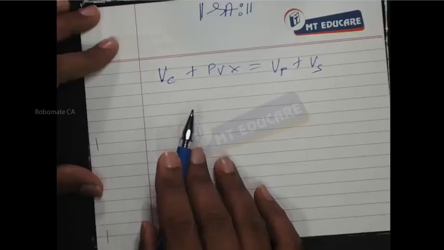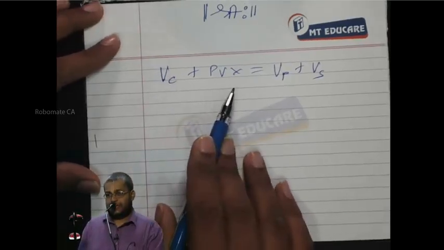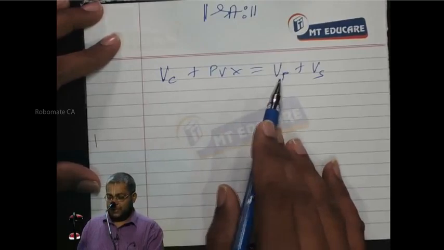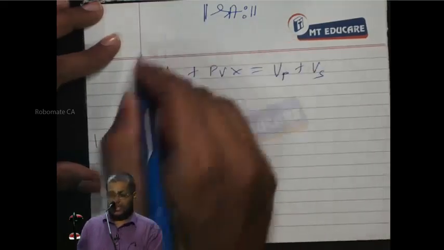I just wanted to communicate that. Everybody, are you following what I'm saying? What is the put call parity equation? This is the put call parity equation: VC plus PV of X is equal to VP plus VS. That is, value of call plus present value of strike price is equal to value of put plus value of share. Now, this is the equation.